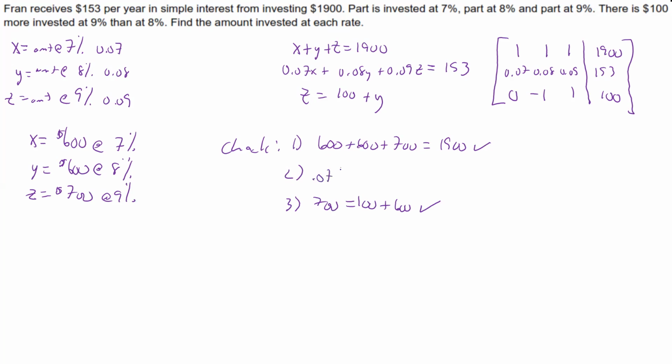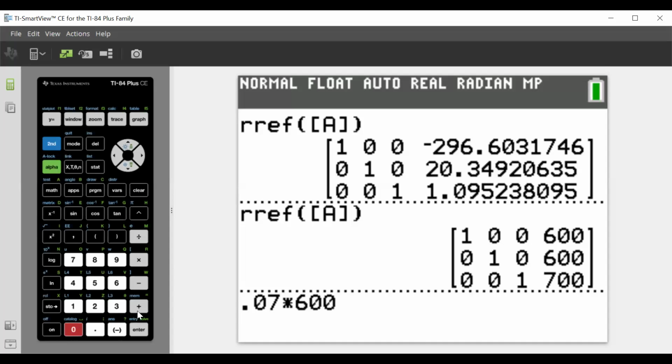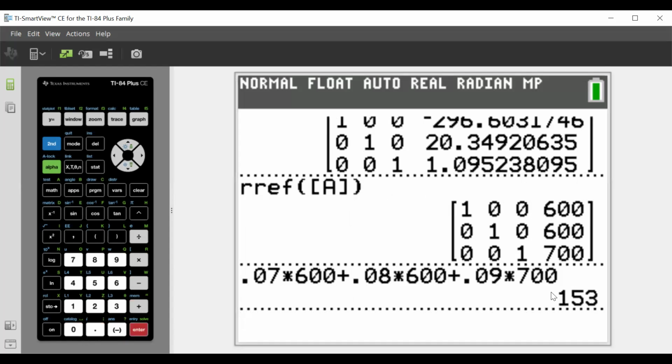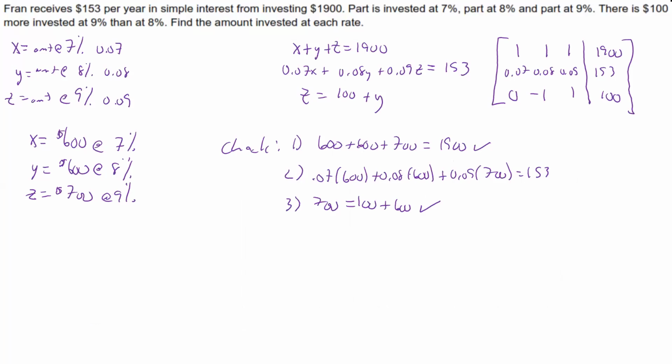Now we're going to take 0.07 times 600 plus 0.08 times 600 plus 0.09 times 700, and that should give us 153. All right, so let's test that out on our calculator. 0.07 times 600 plus 0.08 times 600 plus 0.09 times 700, and it should be 153. It is. And therefore, all of them check out. And these are the actual values that were invested at each of the amounts.